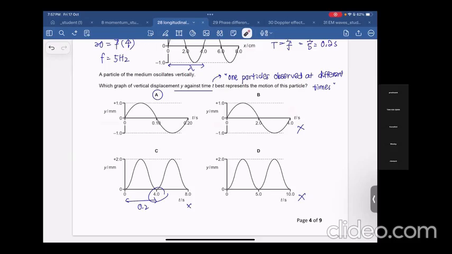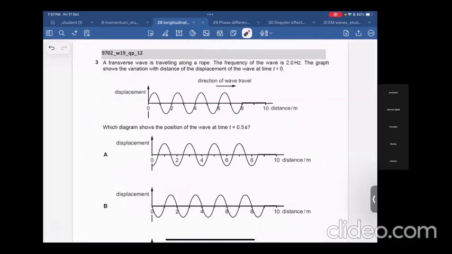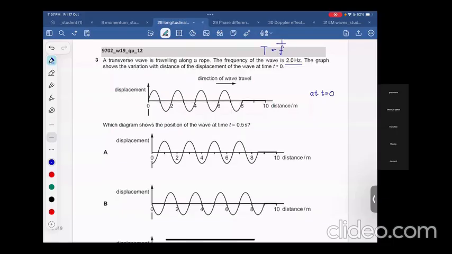We go to question number 3. A transverse wave is traveling along a rope. The frequency, once you see frequency, we can highlight here. There must be some information given to us. So from the frequency here, I know that I can find the period. The graph shows the displacement-distance graph at time equals 0. So at time equals 0, it captures all the particles. So this is the direction of moving. They're asking which diagram shows the position of the wave when the time is 0.5 seconds.